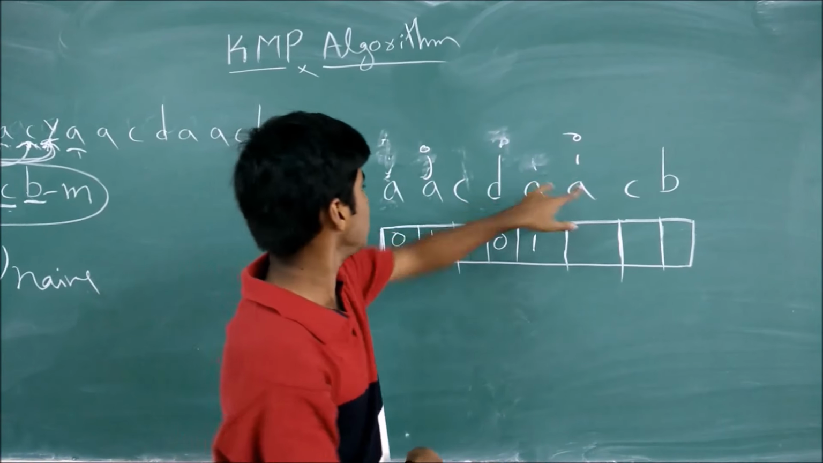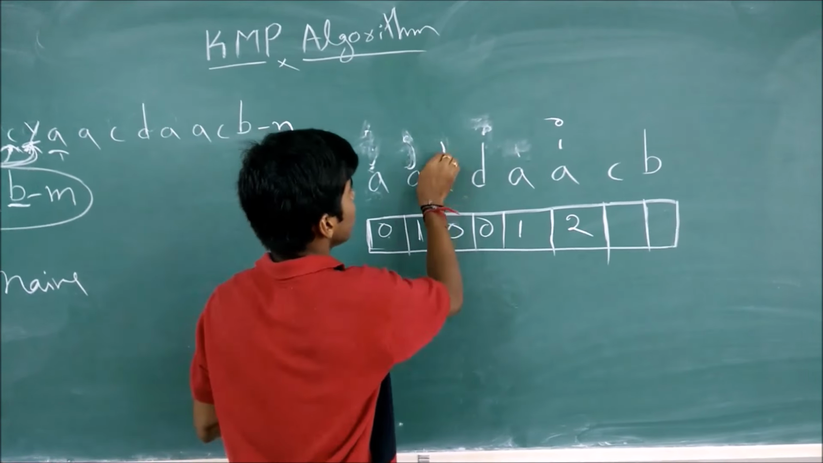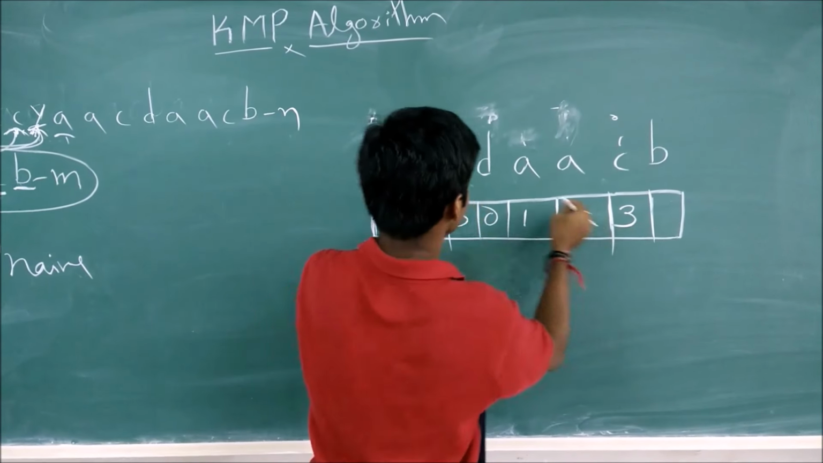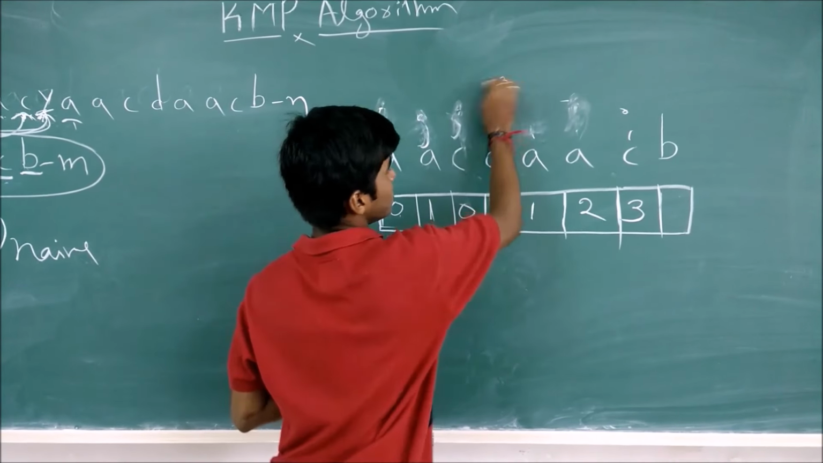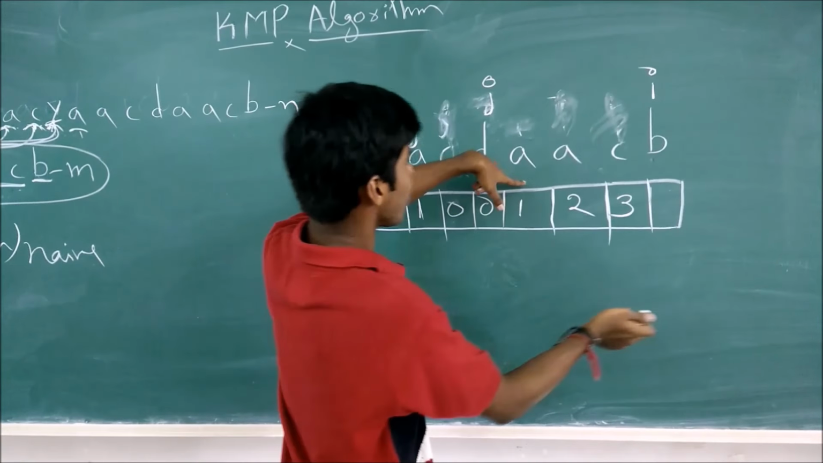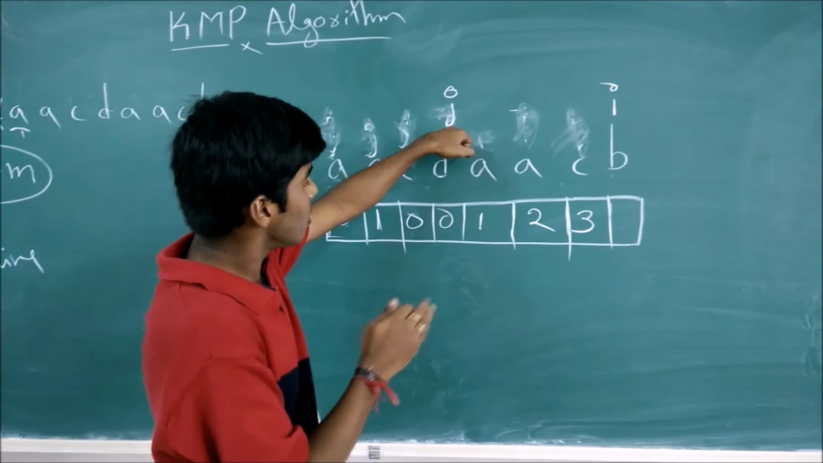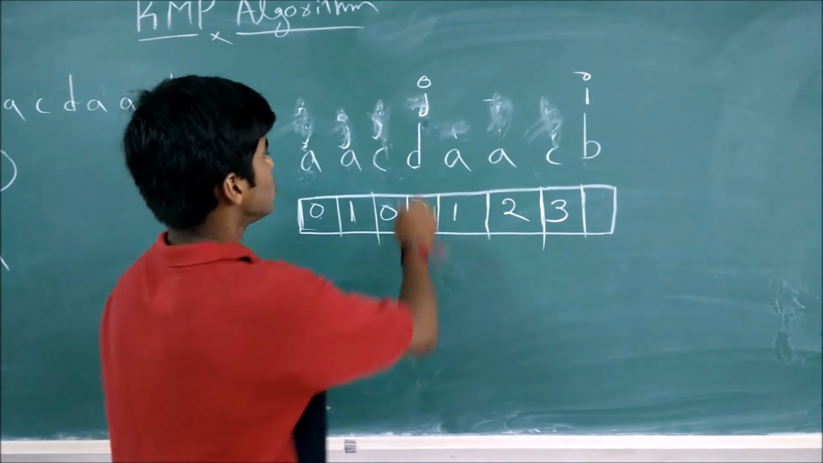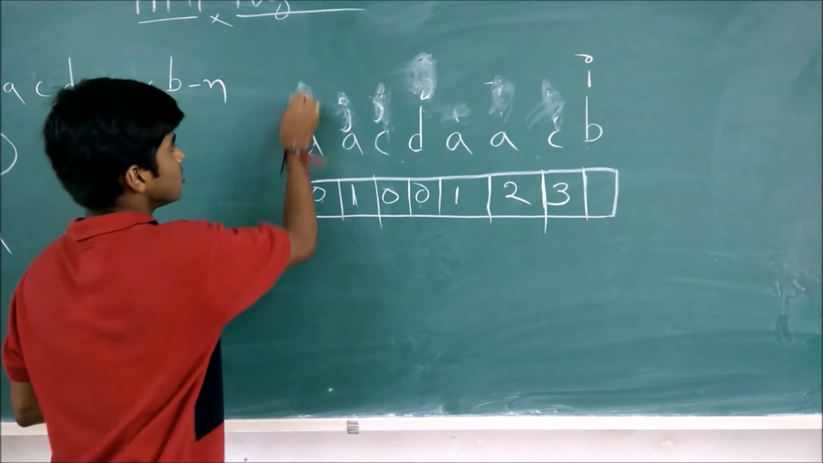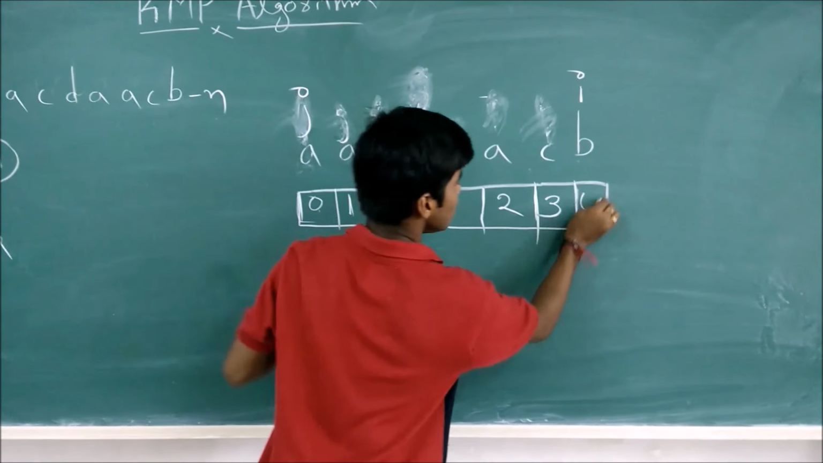Now j and i still match. Then we put 2 here. Now we'll shift our j and i. They still match. Then we keep 3 here, and now we'll shift our j and our i. D, B, they don't match, so we'll have to shift our j position to the previous element's value. So j, it has 0 here, so j happens to be 0. Now we try to match j and b, they don't match. Now we keep 0 here.